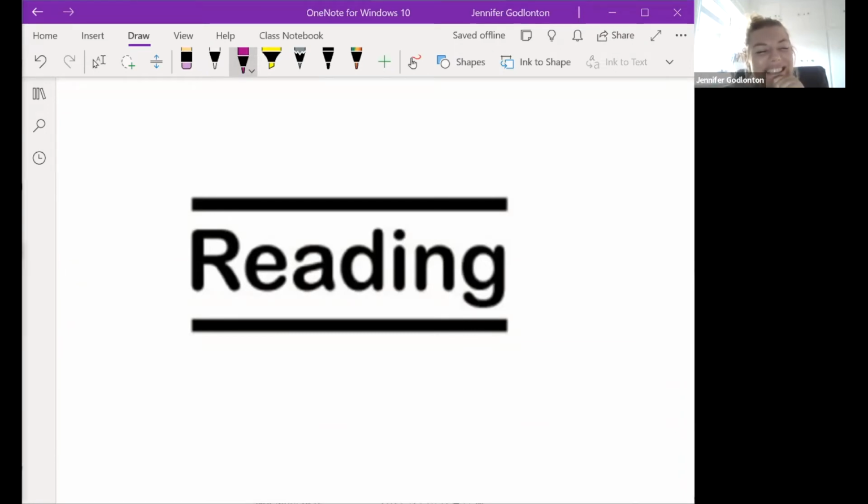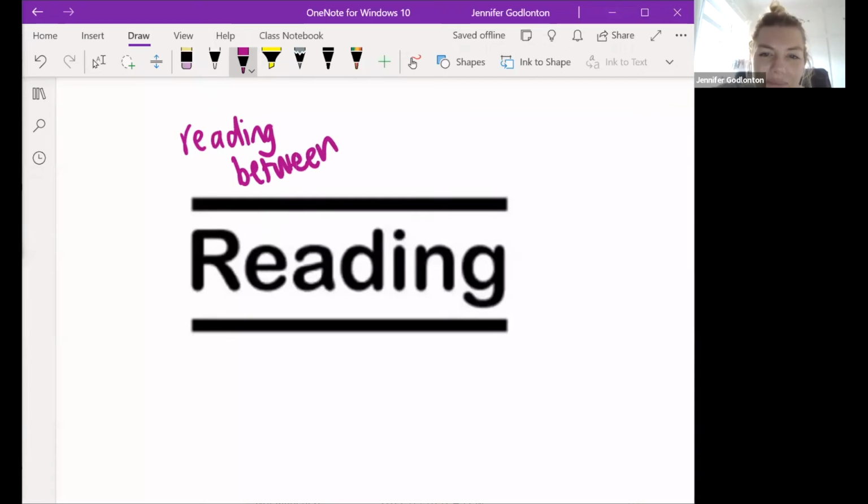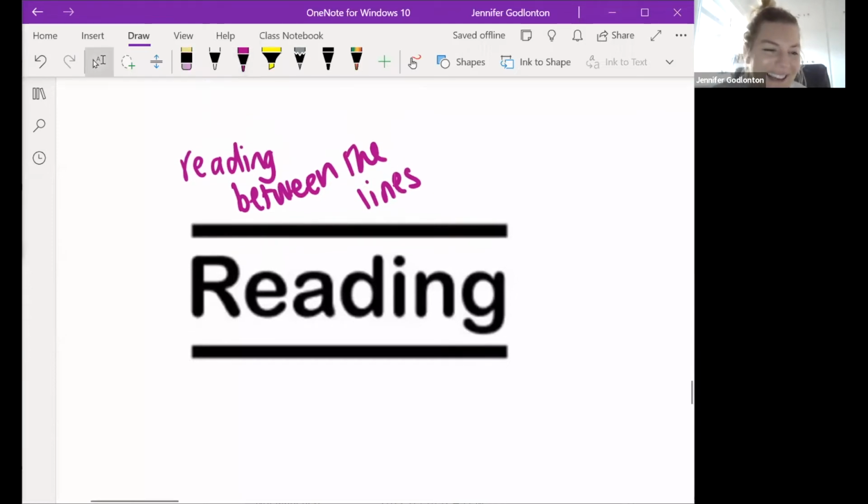Tiana, what is this? Ma'am, I have no idea, but I think it's reading in between the lines. Yes, that's right. Why are you saying you have no idea? You're correct. If you said reading in between, it's totally fine. But reading between the lines is exactly what that is going to be. Reading between the lines. Nice job. Woohoo! Okay. Next one. Let's see.